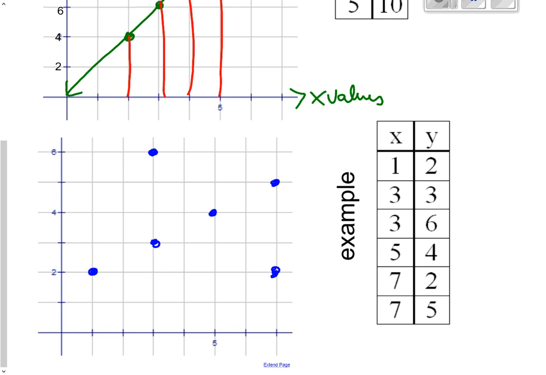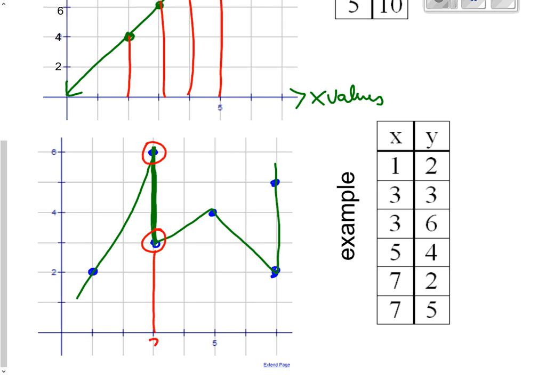So if I was going to connect these dots, what I would end up with is this. Okay, and we can see right here, this vertical line, that we have 2 outputs for the same input at 3. So 3 had 2 outputs, and we can see that also from our table right here. 3 has an output of 3, and 3 has an output of 6.